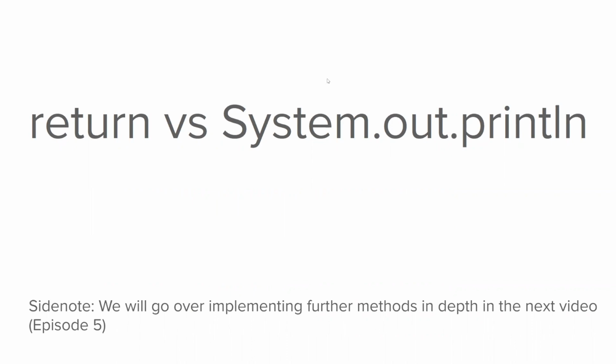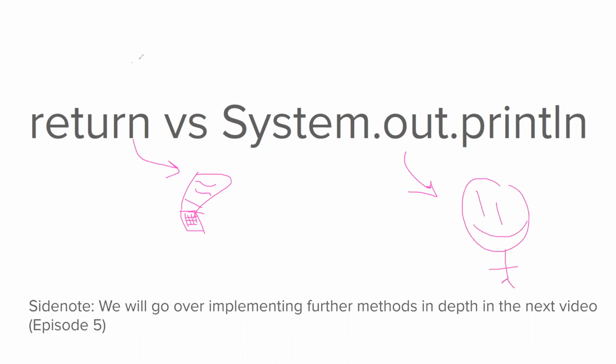So return is basically you're returning it to the computer. For example, if we have a computer here, and here's the keyboard, this is not the best drawing. Here are the lines of code. When you're returning something, you're giving it to the computer. But when you're printing out something, the person would be able to see it. So if I said return hi, the computer would receive hi. But if I said system.out.println hi, then the person would be able to see hi.